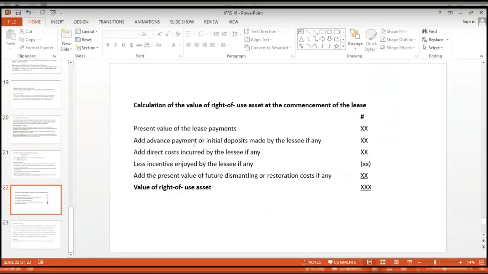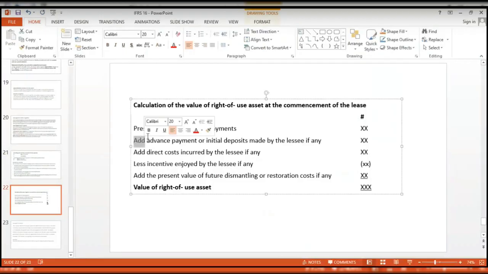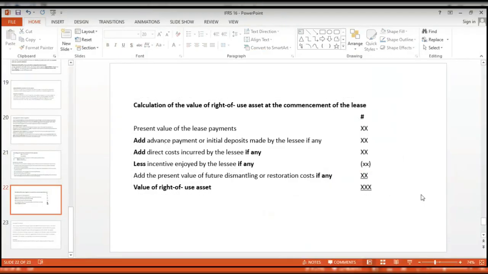Present value of the lease payment, plus advance payment that you have made, plus direct cost of arranging the lease, if any, less any incentive that you have enjoyed, if there is any. Then add the present value of the future dismantling cost, if there is any. That is, you are going to dismantle the place at the end. Don't forget how we did it under IAS 16 when calculating the future dismantling cost. You remember? Please watch the video on IAS 16 again. If you want to dismantle an asset in 5 years' time, you must discount that amount to the present value. The additions minus the subtraction give us the total amount that will appear in the financial statement in respect of the right of use asset.